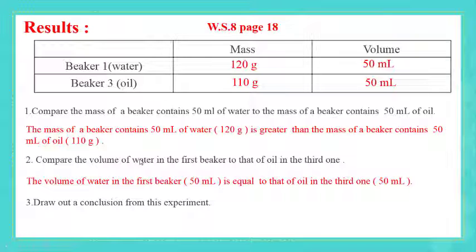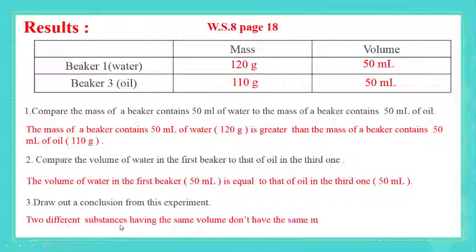So, as you see, two different substances, which are water and oil, having the same volume, which is 50 milliliter, don't have the same mass. The volume of water is 50 milliliter, the volume of oil is also 50 milliliter, but the mass is different. So, what can you deduce? Two different substances having the same volume don't have the same mass.